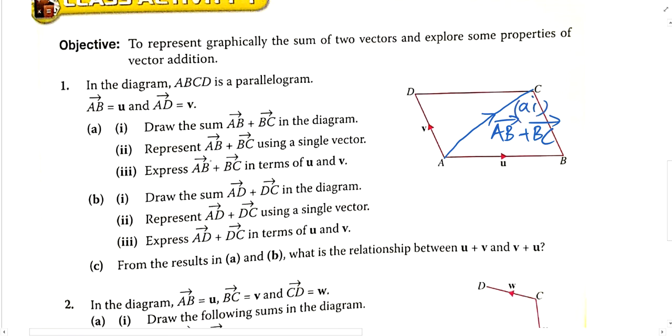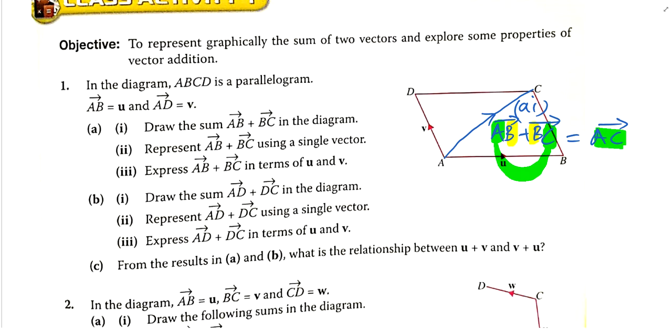Part 2, represent AB plus BC using a single vector. So this will be AC, because B is the intermediate point, right? Once the intermediate points are the same, the resultant is simply A and C over here. Okay, yeah. Next, express AB plus BC in terms of U and V.